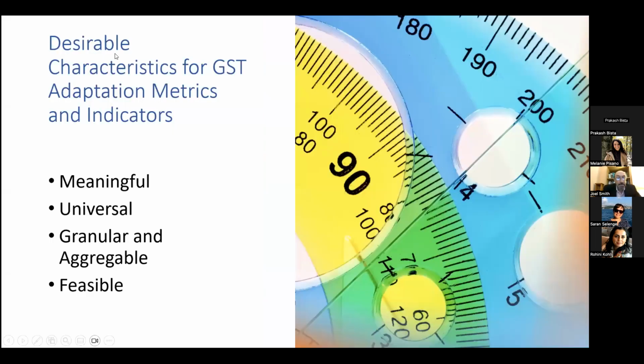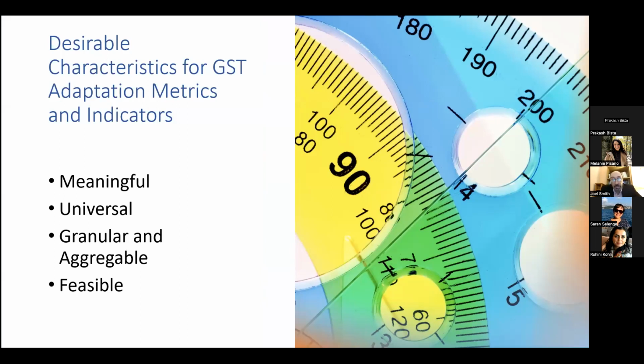All right. So there are a number of desirable characteristics for the global stocktake on adaptation with regard to metrics and indicators. First, these metrics and indicators should be meaningful. That is, they should tell us something about how well we are doing in terms of implementing adaptation, but also what effect these adaptations are having. I'll return back to that.